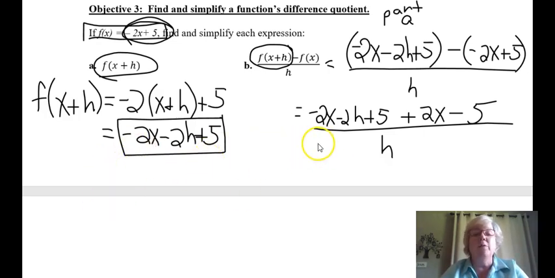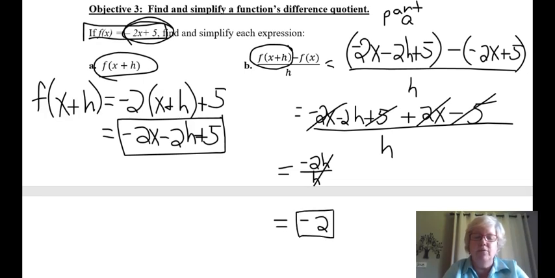Okay, now, what I was about to say before I realized my mistake is I need to combine like terms on the top. I noticed that the negative 5 and the positive 5 cancel out because they equal 0. The positive 2x and the negative 2x cancel out because they equal 0. You should have a lot of canceling in this step. What I'm left with is a negative 2h on top and an h on bottom, and guess what? The h's cancel out, so that really just leaves me with negative 2. Your final answer is negative 2.